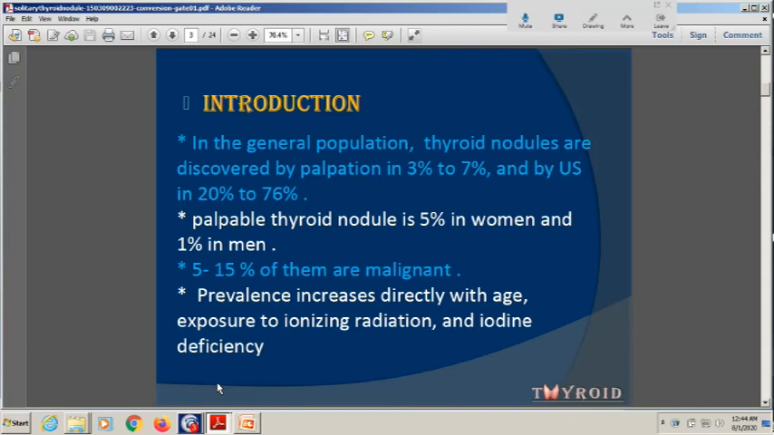The importance of solitary thyroid nodules is that a maximum of 5 to 15% of them are malignant. That is why it is important, because MNG is due to deficiency of iodine, but here it is not because of iodine deficiency. There are many other causative factors, so 15% of them are malignant. Prevalence increases directly with age, exposure to radiation, and iodine deficiency.